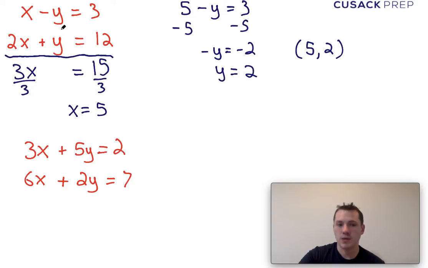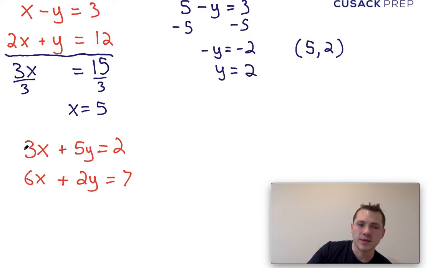Here we had negative y and y, and they just canceled out perfectly. Well, here we don't have that. We have 3x and 6x, which don't cancel out. And we have 5y and 2y. Well, those don't really cancel out either. So what can I do?